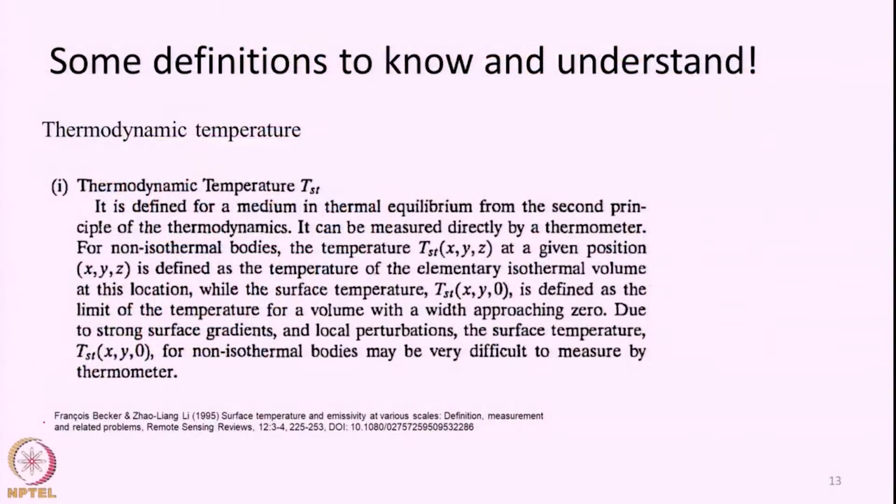Here is the definition given on the slide. This definition is taken from one of the seminal papers by Becker and Li in the year 1995. It is defined for a medium in thermal equilibrium. I said they will leave some time for the object, that is our body, and the thermometer to come to thermal equilibrium, and it can be measured directly by a thermometer.